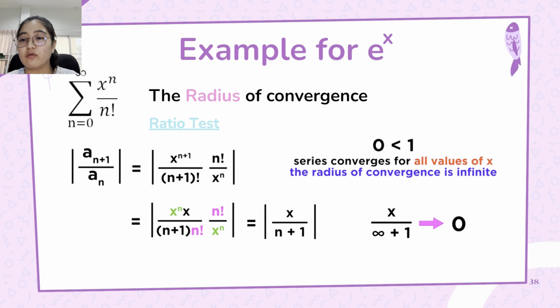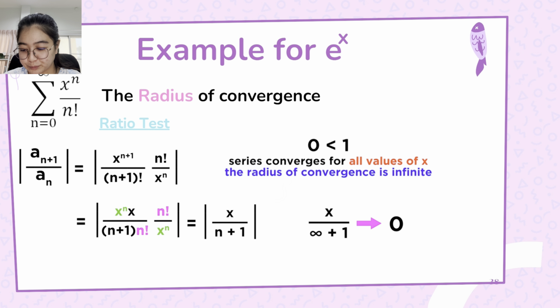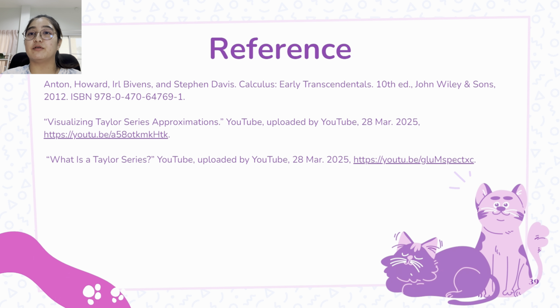The series converges for all values of x. The radius of convergence will be infinity. So this is the final answer of the example for e to the x that I showed you. And this is the reference that I used for making the video presentation.